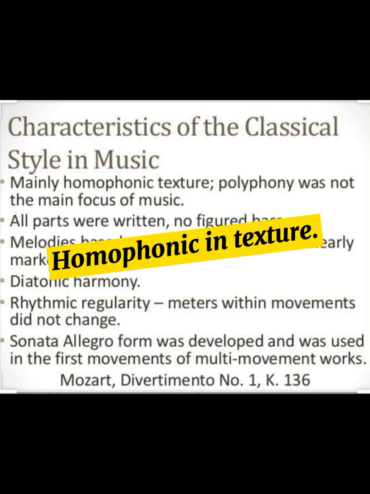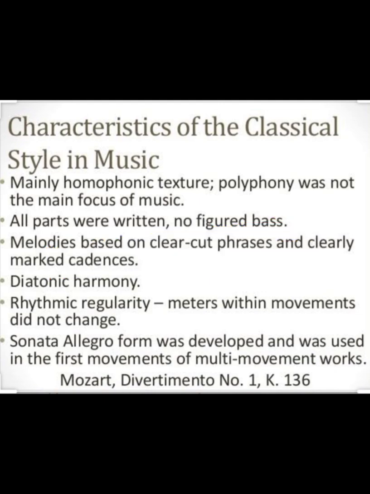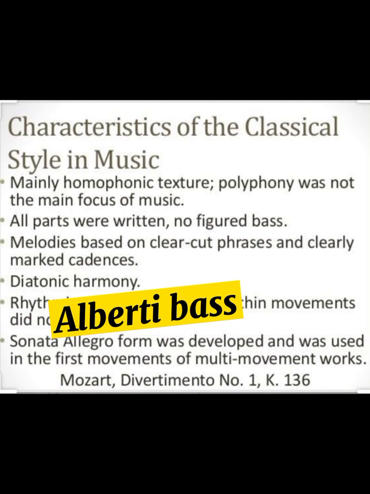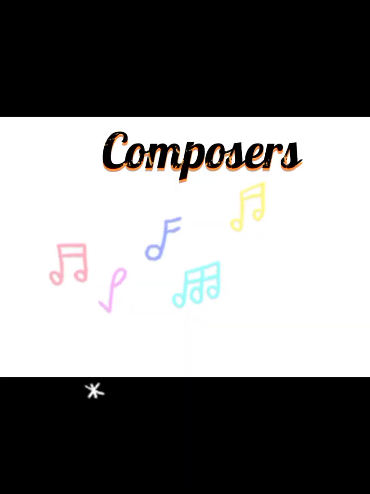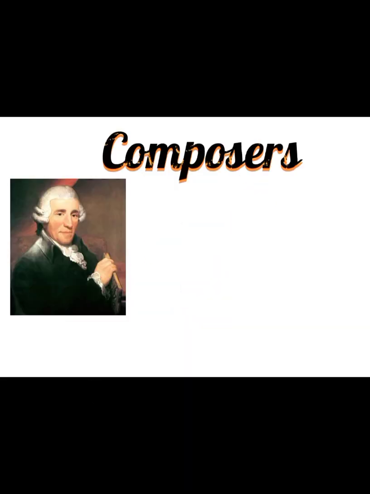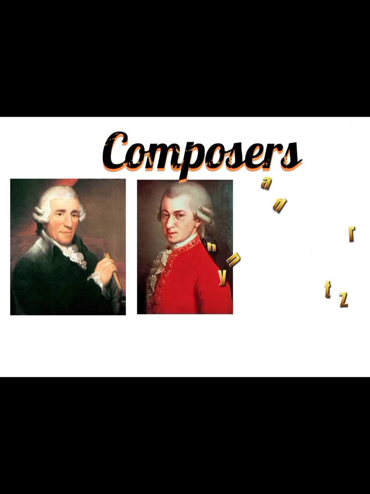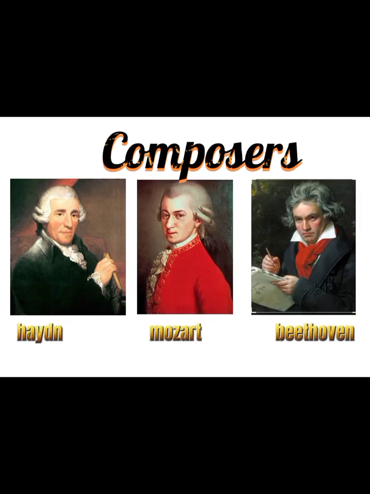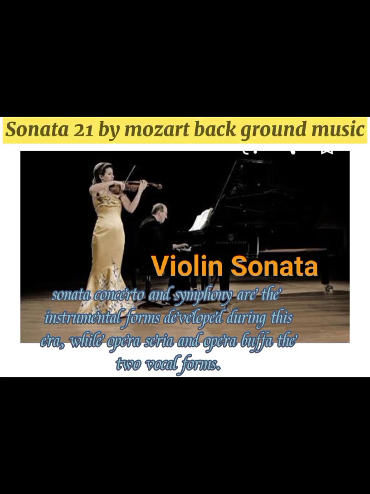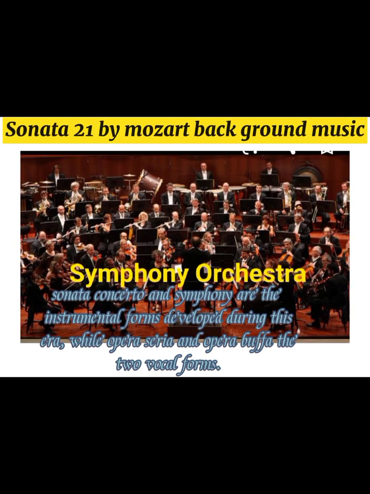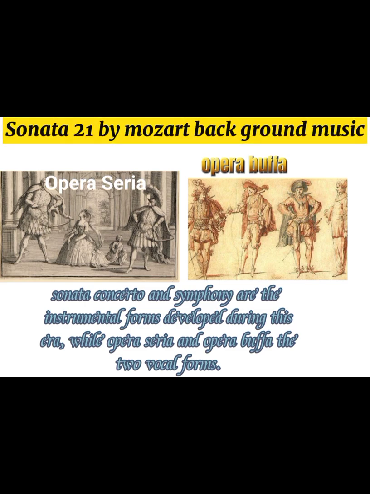Harmony and texture are homophonic in general. The dynamics of loud and soft were clearly shown through the extensive use of crescendo and diminuendo. A style of broken chord accompaniment called Alberti bass was practiced. The great composers of the period were Franz Joseph Haydn, Wolfgang Amadeus Mozart, and Ludwig van Beethoven. Sonata, concerto and symphony are the instrumental forms developed during this era, while opera seria and opera buffa are the two vocal forms.